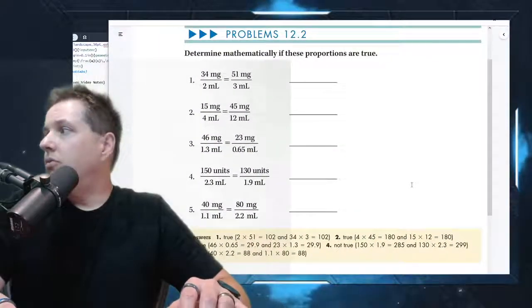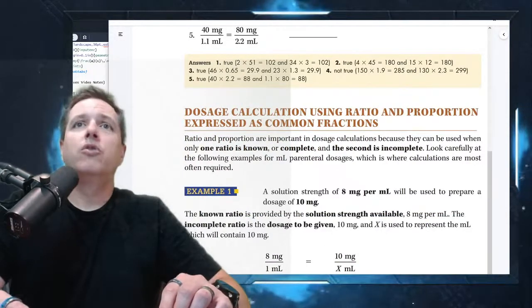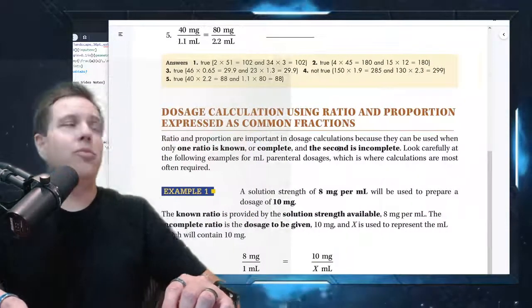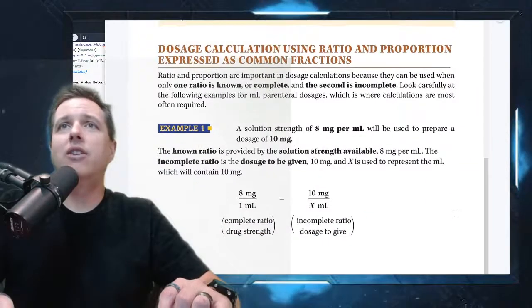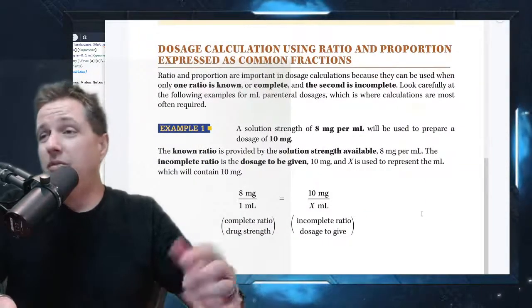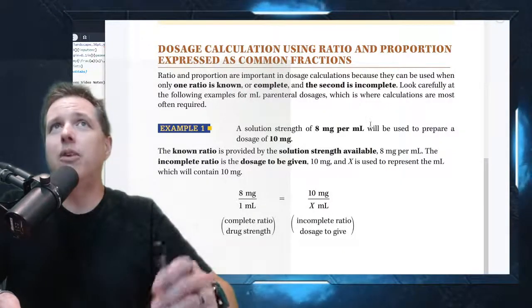Okay, so you just set up a proportion with your two ratios. So dosage calculations using ratio and proportion expressed as common fractions, that's what we want to be looking at. That's the one I encourage you to use. You can be familiar with the other one as well, but the calculations usually are just going to go better if you have the fractions.